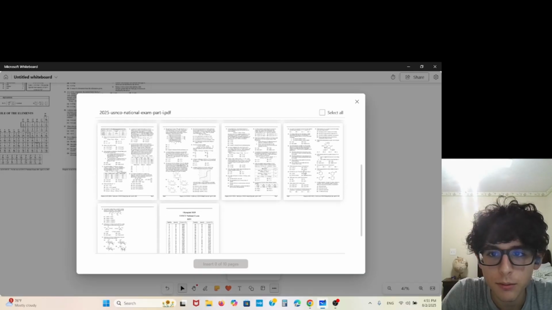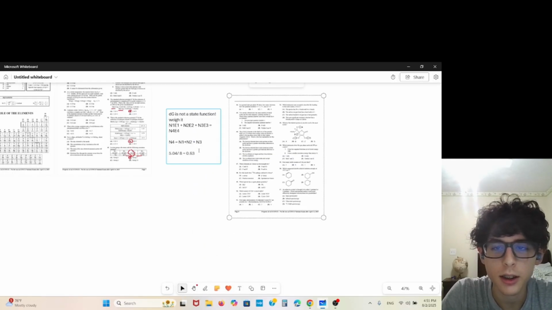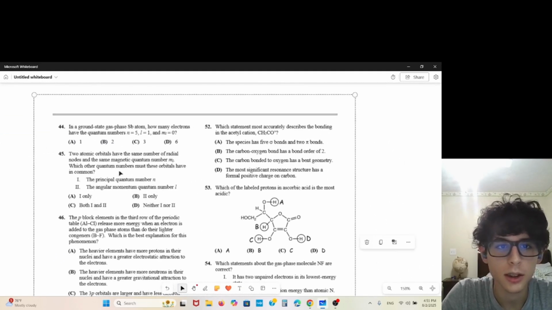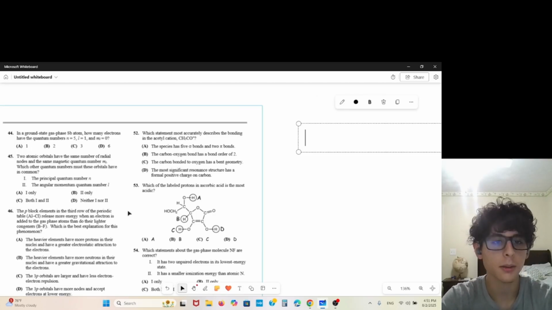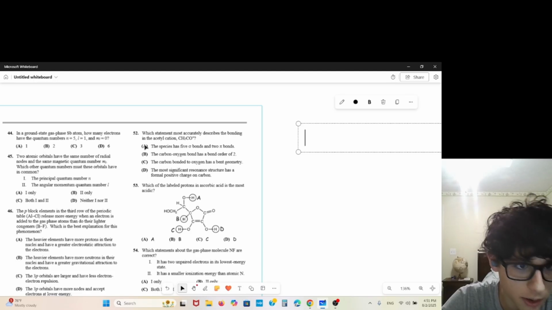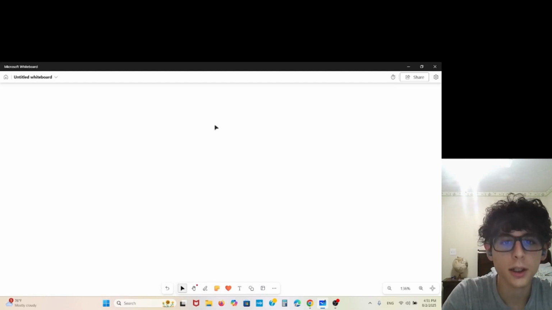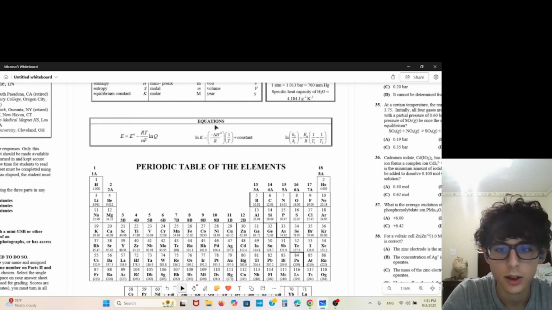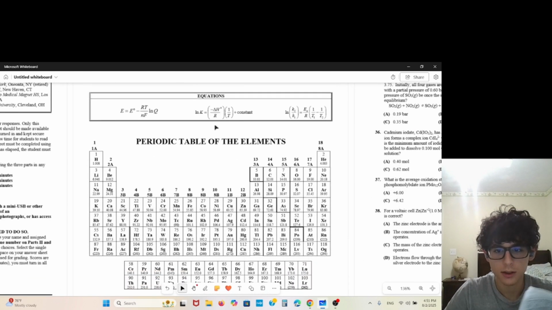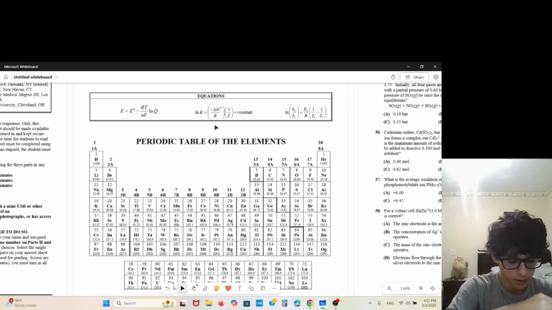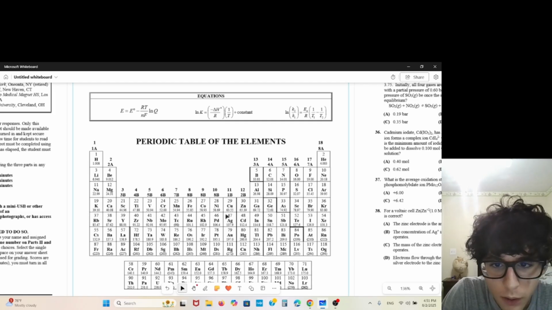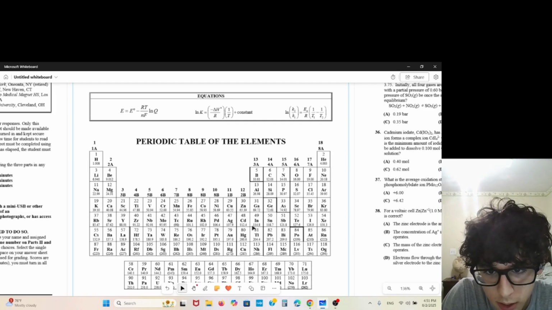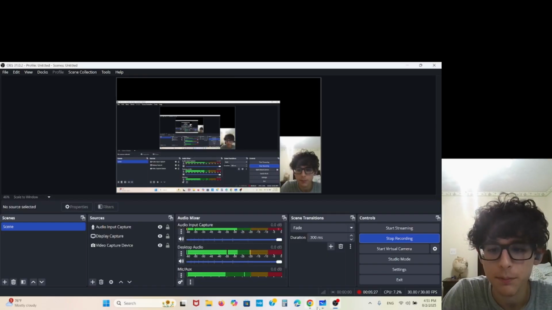So, alright. So this is gonna get more conceptual, right? In a ground state gas phase, I believe this is some atom. Okay. Sb atom, how many electrons have the quantum number? Okay. So Sb, right? If you look at the periodic table, Sb is next to Sn, right? So it's going to have a configuration of, if you do the configuration correctly, 5s2, 4d10 stops here, 5p3.